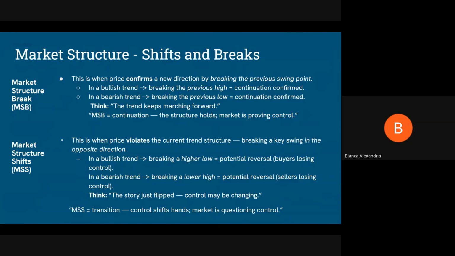And so for a market structure shift, in the inverse, this is when price violates the current trend structure. So it's breaking a key swing in the opposite direction. So this is a violation that hints the current direction may be weakening. It's showing us that there might be a shift, maybe not necessarily a full reversal, but definitely some type of retracement at the least. So a market structure shift equals transition. So control shifts hands and the market is questioning whether or not the bulls are continuing or reversing, or the bears are continuing or reversing, depending on where we are in the market.